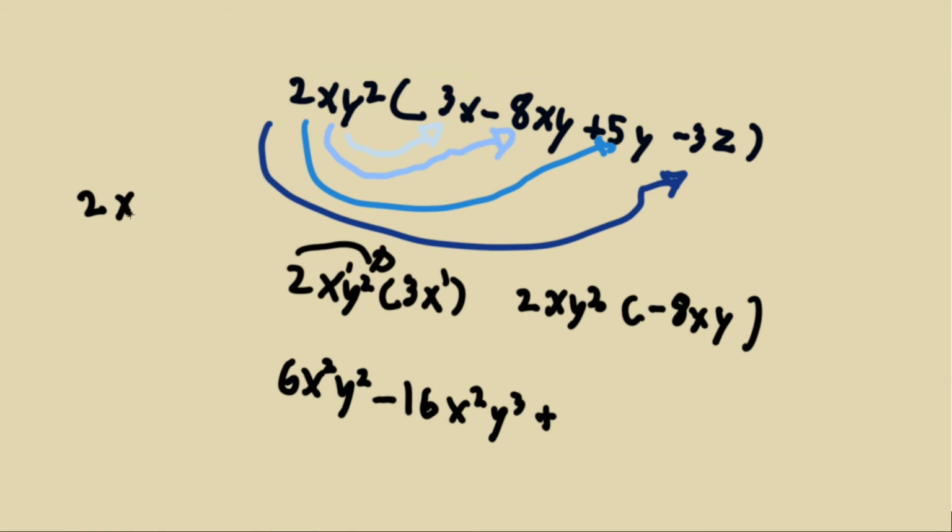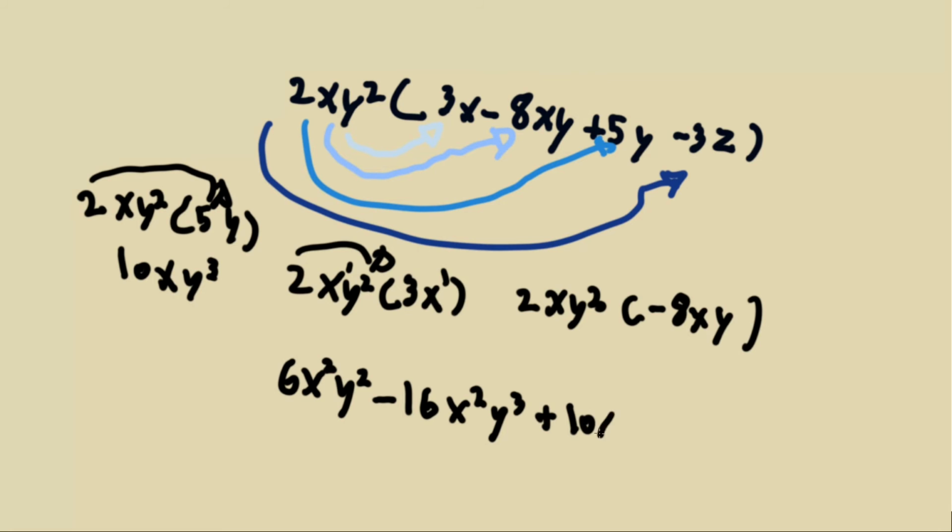2x y to the power of 2, or squared, times 5y. And remember, we can multiply this coefficient by this coefficient right here, so we end up getting 10x, right? And then we have to multiply this y by this y, so what we end up getting is 10x times y to the power of 3, or y cubed. So let's just add that: 10x times y to the power of 3.